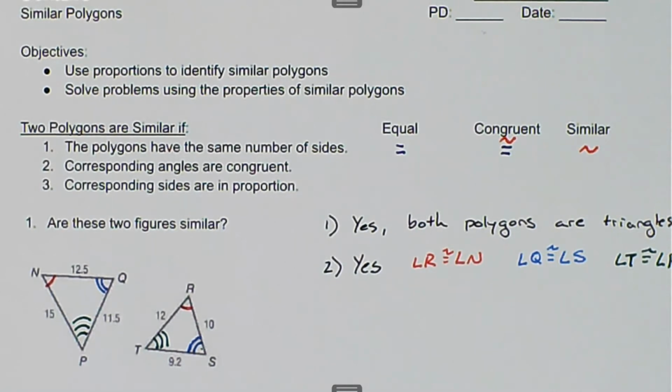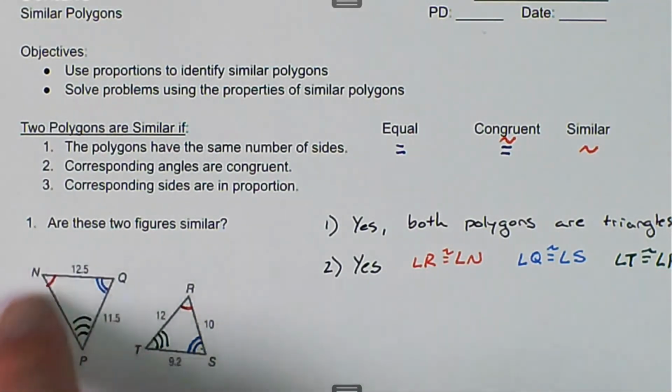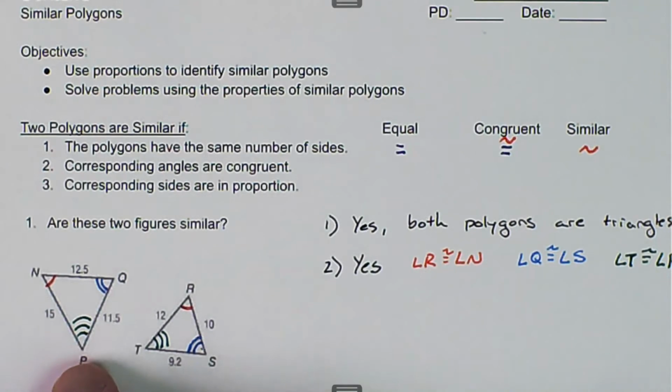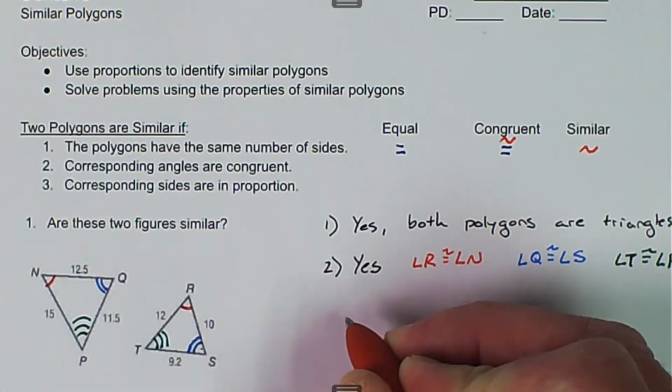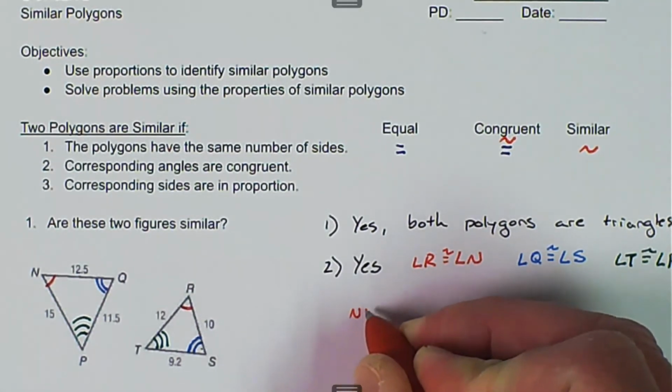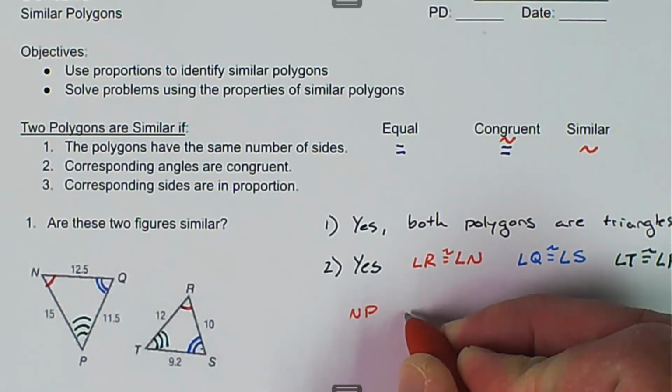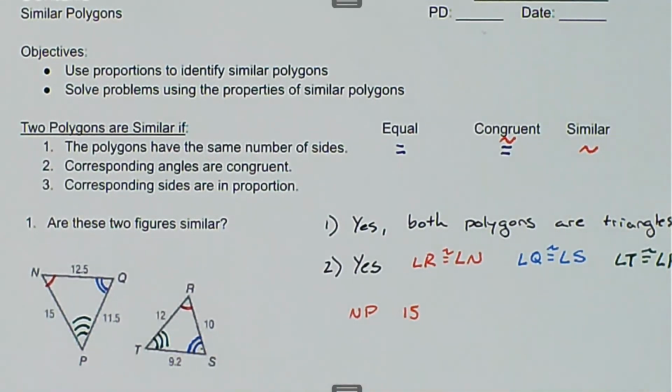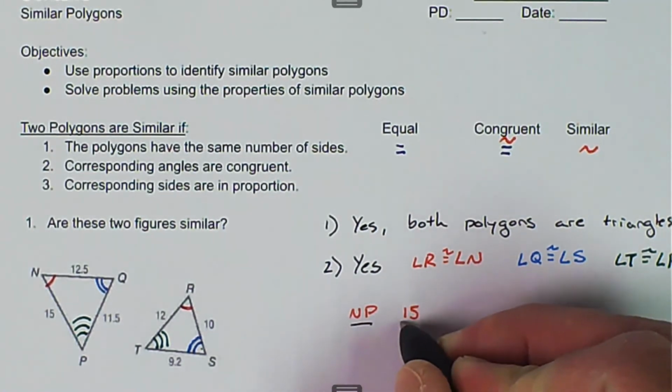So this one can get a little bit tricky, but basically, in order for this to be proportional, you have to have the big side of the big triangle compared to the big side of the little triangle. So if we're looking at this triangle on the left, which side is the biggest? And that's going to be NP. So we can say NP, and that's going to be 15. And we want to see, what is that going to be over? What's that value going to be?